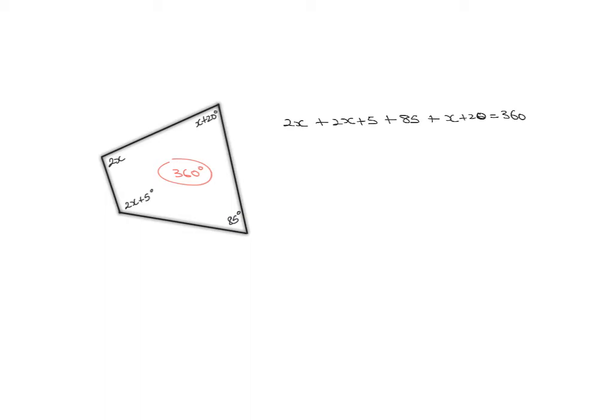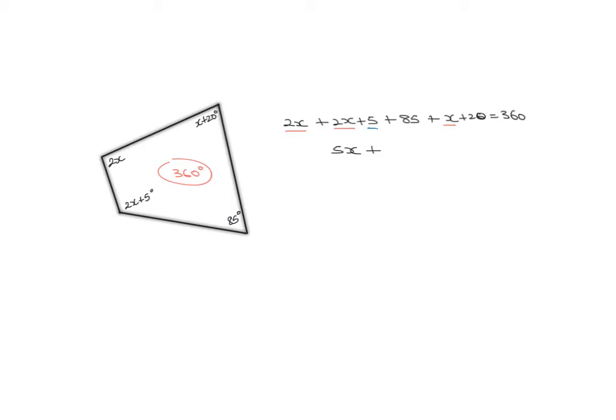So here I've got 2x plus another 2x is 4x, plus that 1x over here is 5x. So that adds up to 5x. Plus, now I've got my numbers I've got to deal with. Let's use a different color for that one.